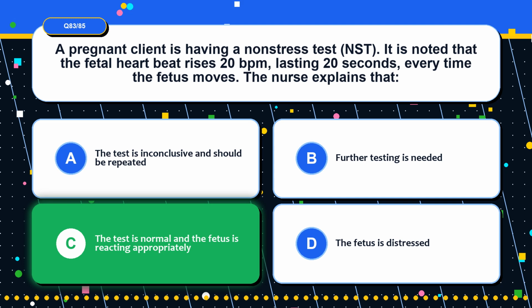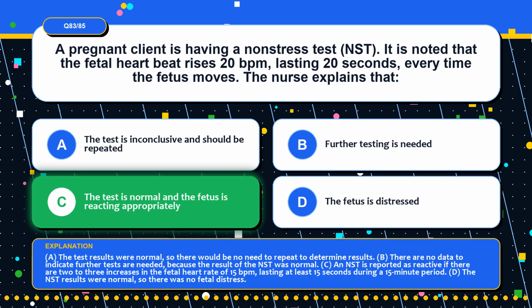The correct answer is option C. The test is normal and the fetus is reacting appropriately. A. The test results were normal, so there would be no need to repeat to determine results. B. There are no data to indicate further tests are needed, because the result of the NST was normal. C. An NST is reported as reactive if there are 2 to 3 increases in the fetal heart rate of 15 bpm, lasting at least 15 seconds during a 15-minute period. D. The NST results were normal, so there was no fetal distress.